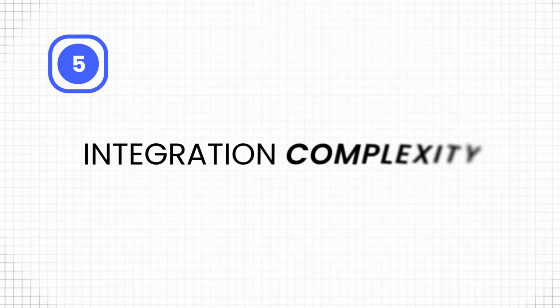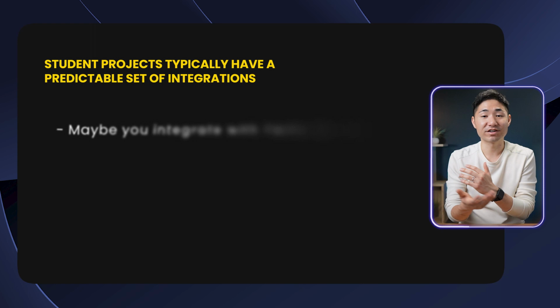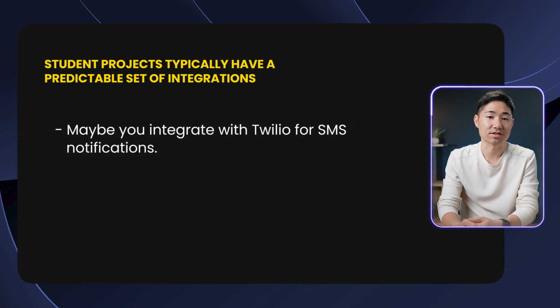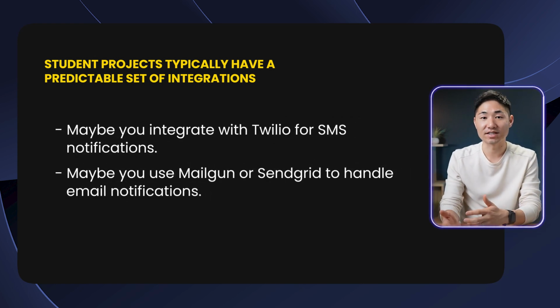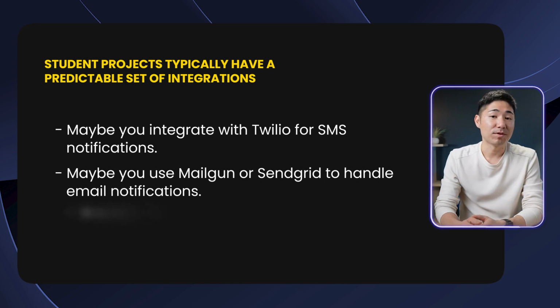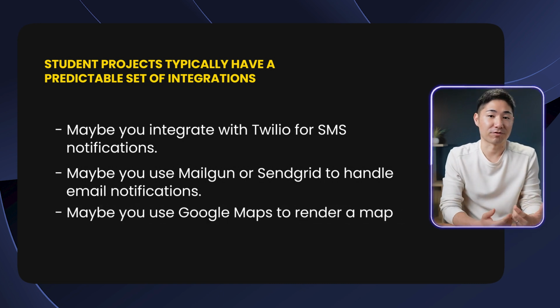Difference number 5 is integration complexity. Student projects typically have a predictable set of integrations. Maybe you integrate with Twilio for SMS notifications. Maybe you use Mailgun or SendGrid to handle email notifications. Maybe you use Google Maps to render a map for your application.